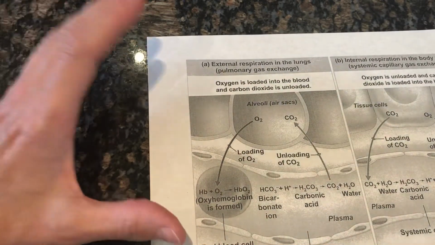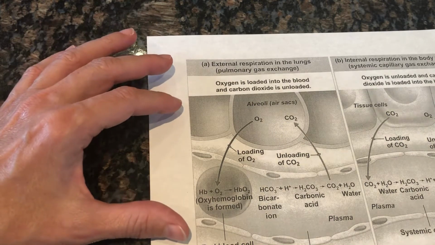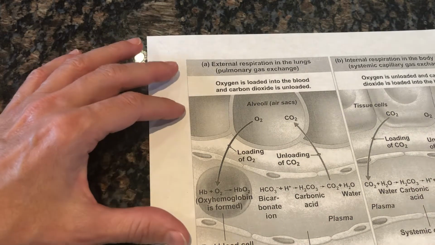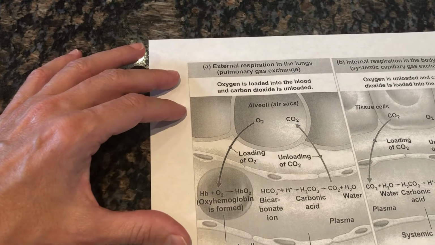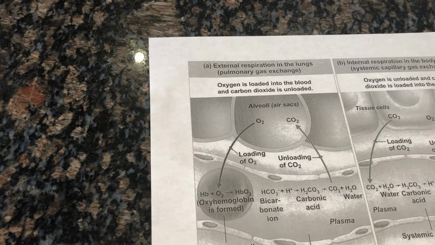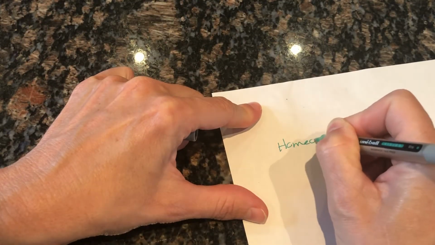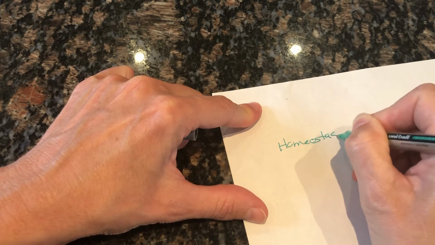This basically shows you how your circulatory system and your respiratory system are working together. All right, and when your circulatory system and respiratory system and all your systems work together, they work together to maintain a stable internal environment called homeostasis. All right, so just on the back of this, I'm just going to write homeostasis.